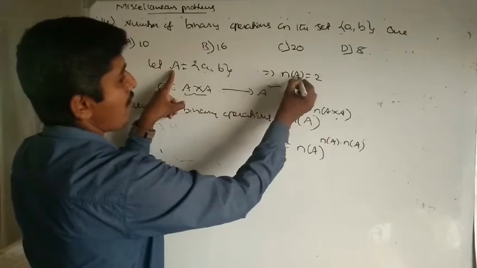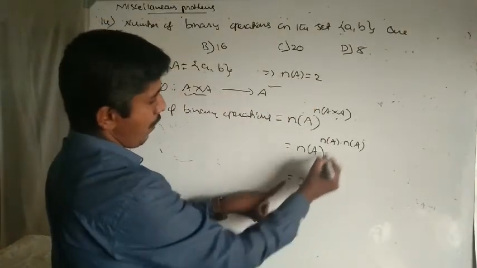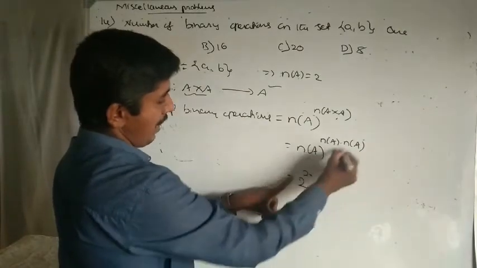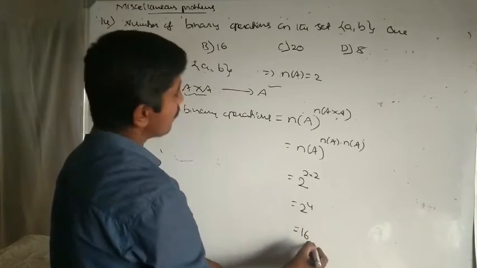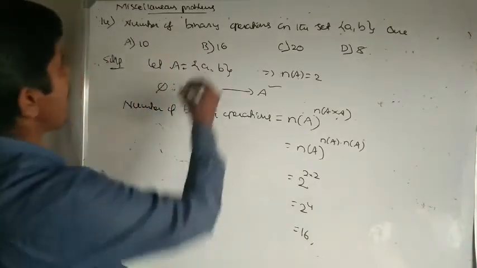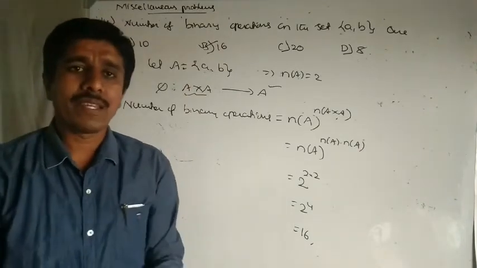2. The number of elements in the given set is 2. Substitute n(A) equal to 2. 2 power 4 is 16. 16 means clearly option B is the right option. Got it? This chapter has been completed.